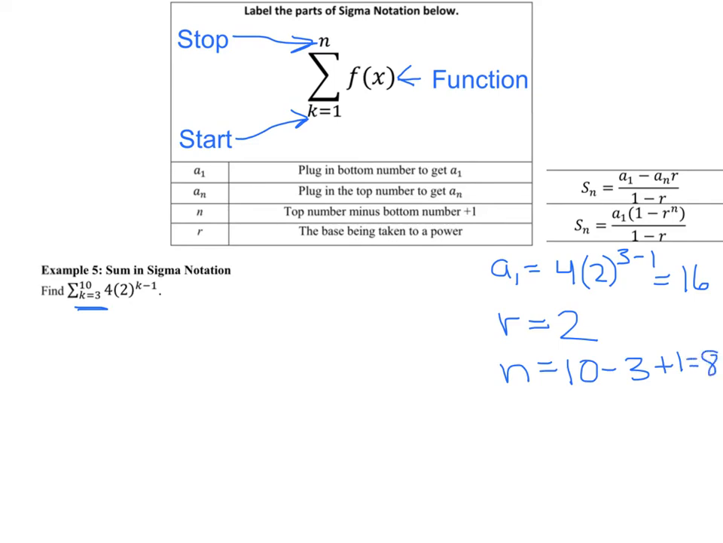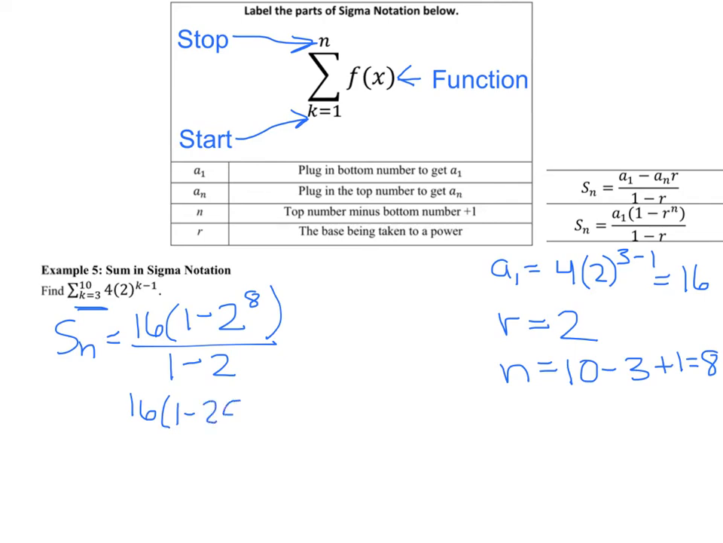So now we can go ahead and plug all of these in. So we have s sub n is equal to a sub 1, which is 16, times 1 minus r to the power of n, so 2 to the 8th power, all over 1 minus 2. So if I go ahead and take 2 to the 8th power, that's going to give me 256. And 1 minus 2 in the denominator is going to give me negative 1.